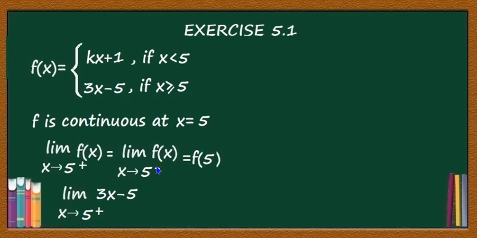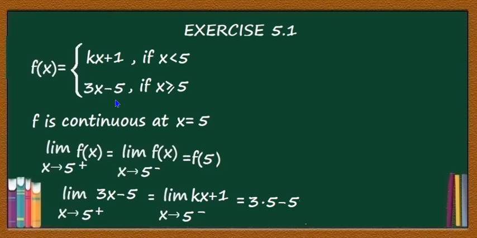Limit x tending to 5 minus means slightly less than 5. When it is less than 5, f of x is defined as kx plus 1. You replace f of x by kx plus 1, and that is limit x tending to 5 minus of kx plus 1. And what is f of 5? When x equal to 5, it is 3x minus 5, that is 3 into 5 minus 5, that is 15 minus 5.